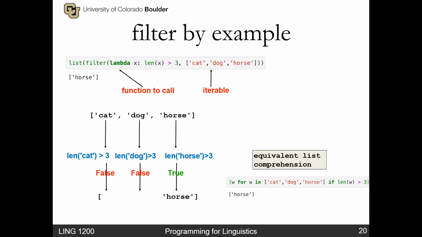Take this code snippet for example again. This returns all the elements in the iterable whose length is greater than 3. Again, the filter function returns a filter object which needs to be converted to a list using the list function. Please note the equivalent list comprehension on the right-hand corner of your screen.